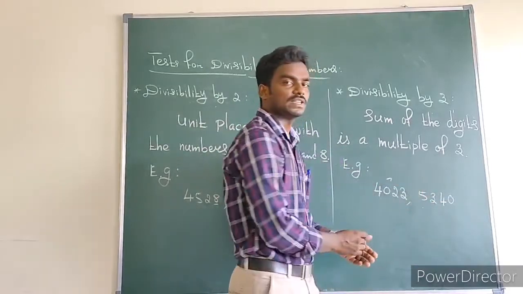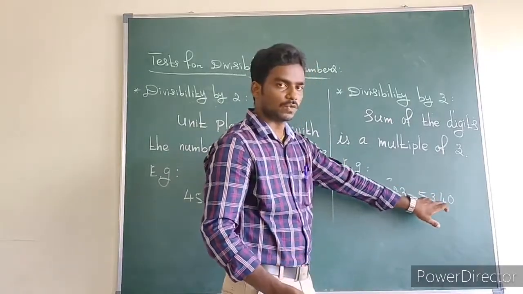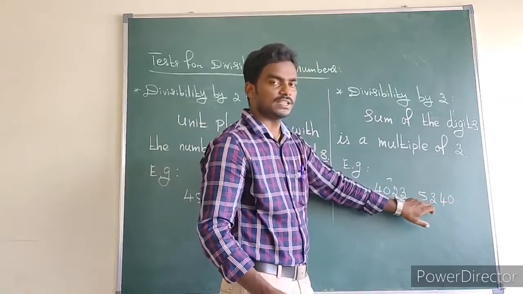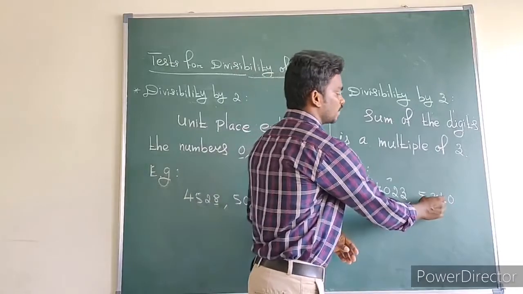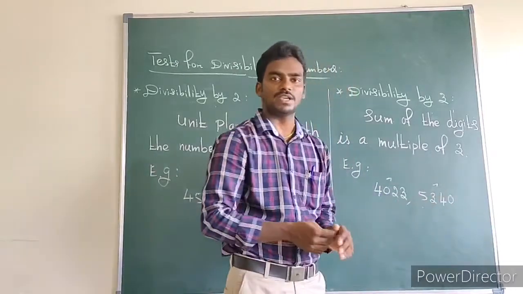5340. So what is the sum of the digits? 5 plus 3 plus 4 plus 0. So 5 plus 3, what is that? 8, and 8 plus 4 is 12. So 12 is a multiple of 3. So this number 5340 is divisible by 3.